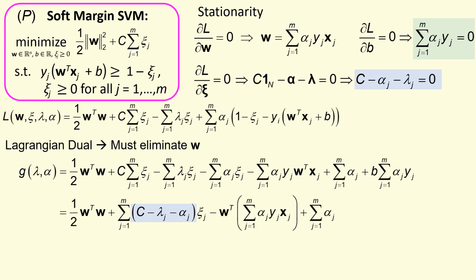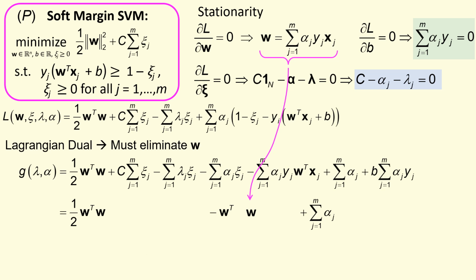And our C minus lambda sub j minus alpha sub j is equal to 0. And therefore, that term goes to 0. And our W is equal to this sum, alpha sub j y sub j x sub j. So that term is going to become a W sub j. And we're going to get the sum, j equals 1 to n of alpha sub j, minus 1/2 W transpose W.